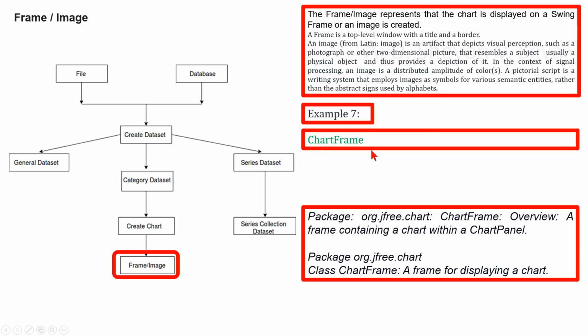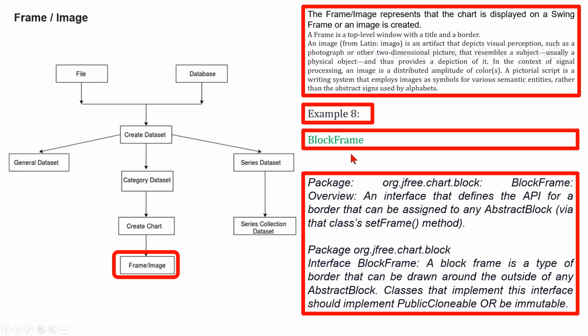Class ChartFrame in package org.jfree.chart, a frame containing a chart within a chart panel. A frame for displaying a chart. Overview of BlockFrame in package org.jfree.chart.block, an interface that defines an API for a border that can be assigned to any abstract block via the class's setFrame method. A BlockFrame is a type of border that can be drawn around the outside of any abstract block. Classes that implement this interface should be public, cloneable, or immutable. This interface is implemented by BlockBorder and LineBorder.